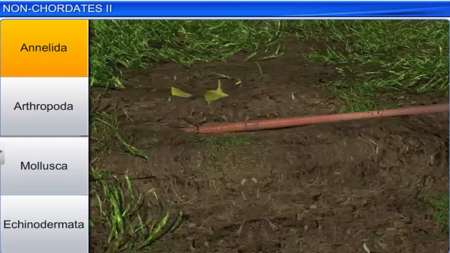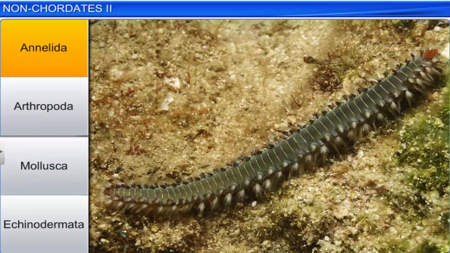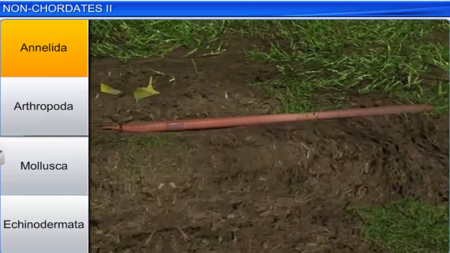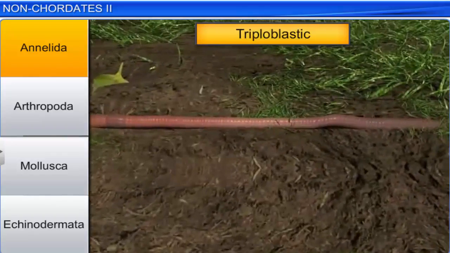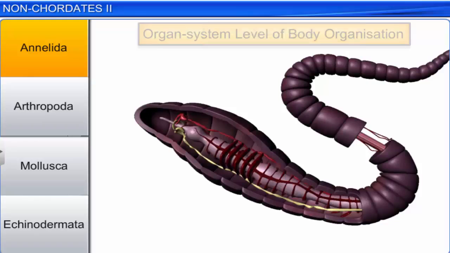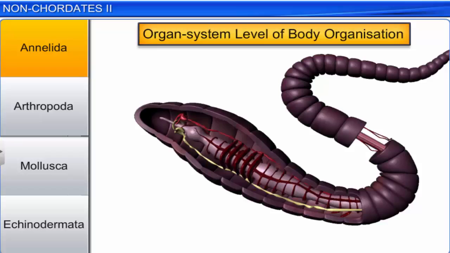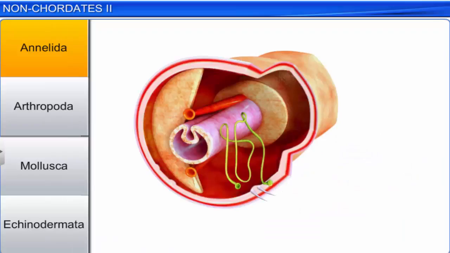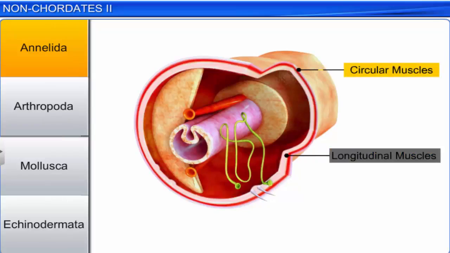Let's begin with phylum Annelida. The members of this phylum may be aquatic or terrestrial, free-living or sometimes parasitic. Annelids are triploblastic, bilaterally symmetrical, coelomate animals with an organ system level of body organization. These animals have well-marked segments or metameres on their body. Annelids move with the help of longitudinal and circular muscles. Along with these muscles, setae are also helpful in movement.